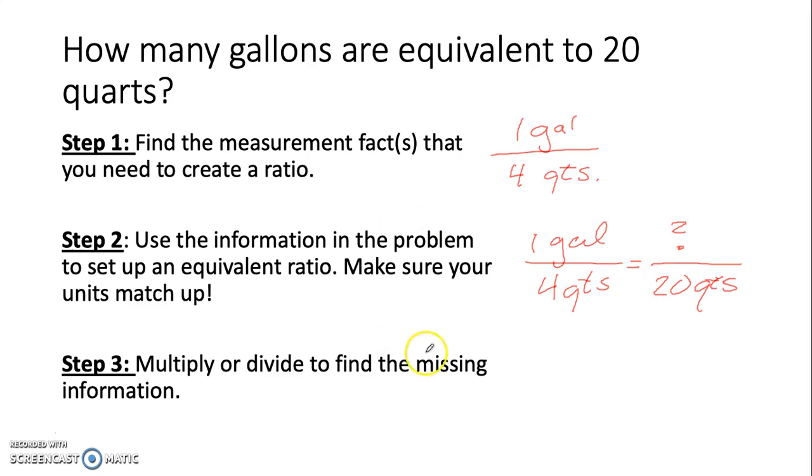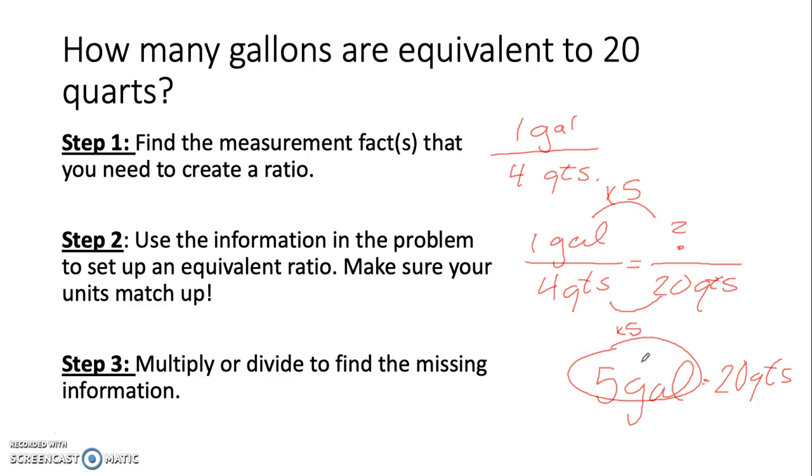Step three, multiply or divide to find the missing information. This is stuff that you've done before. 4 times what gets me 20? Or 20 divided by 4 is 5. So I'm going to multiply 4 times 5 to get 20. Now to find the missing number, I need to go 1 times 5. So I know that 5 gallons is equivalent to 20 quarts. My answer is 5 gallons.